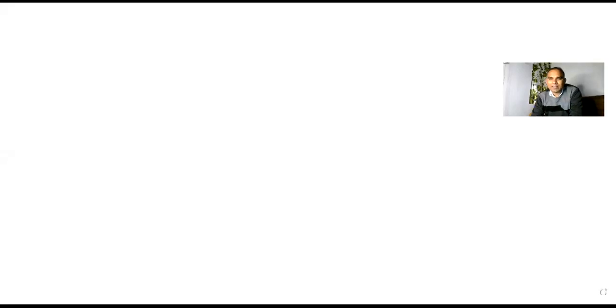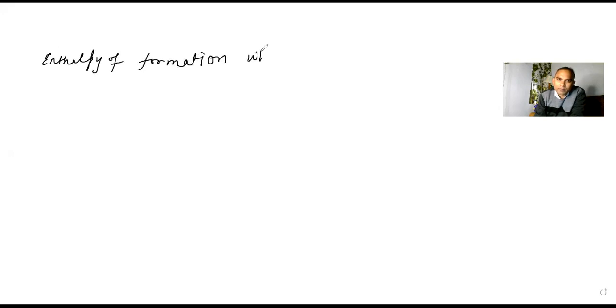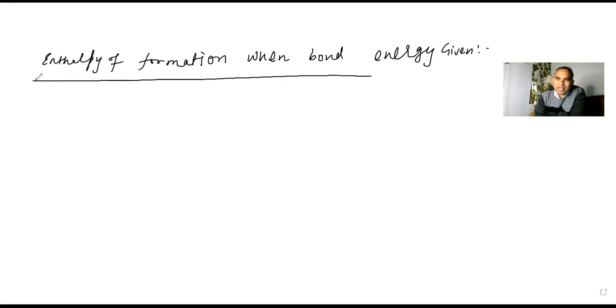So in the last class we studied enthalpy of formation in thermochemistry. So that is what we are going to follow up today. Enthalpy of formation. When bond energy is given, they are asking how much heat changes when the product is forming.